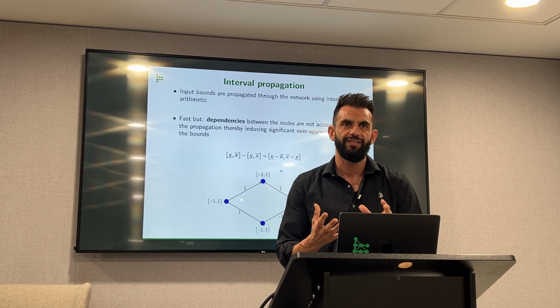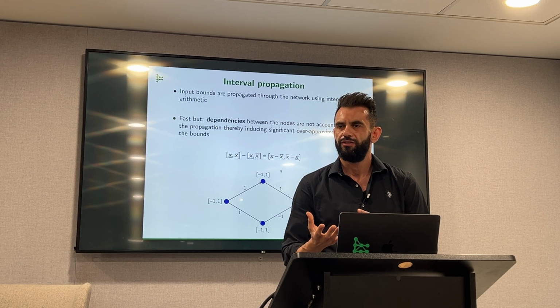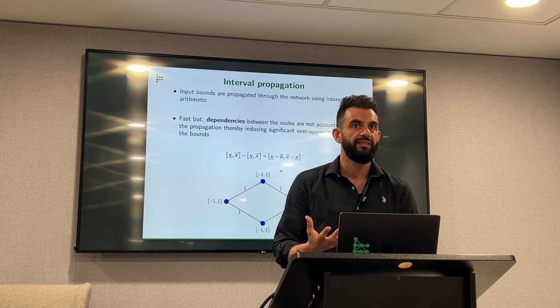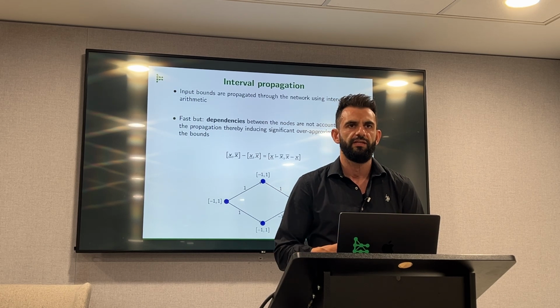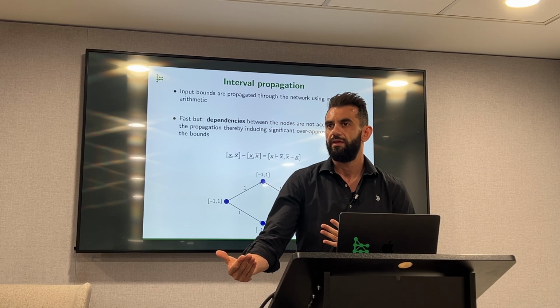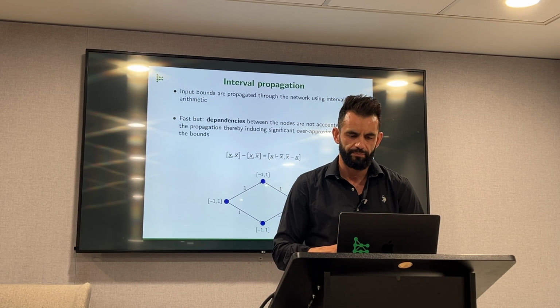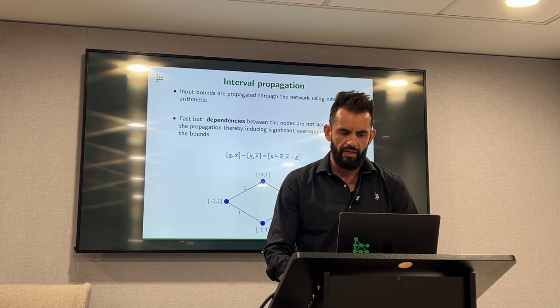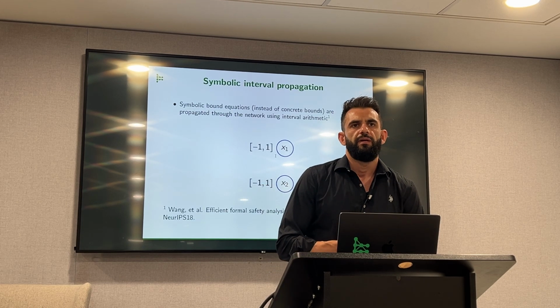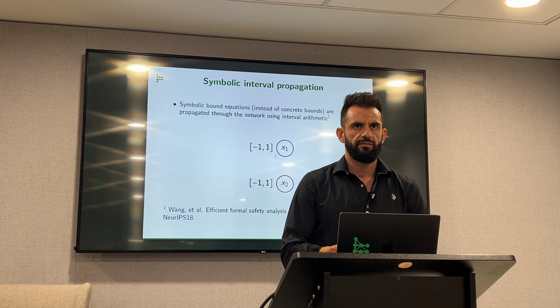An easy way to see this is by trying to subtract a variable from itself. Using interval arithmetic, we would expect the result to be 0, right? But because the method takes the variable to equal its lower bound and upper bound at the same time, the result will not be 0. So the second method I will discuss tries to alleviate this issue by propagating symbolic bounds instead of concrete bounds.